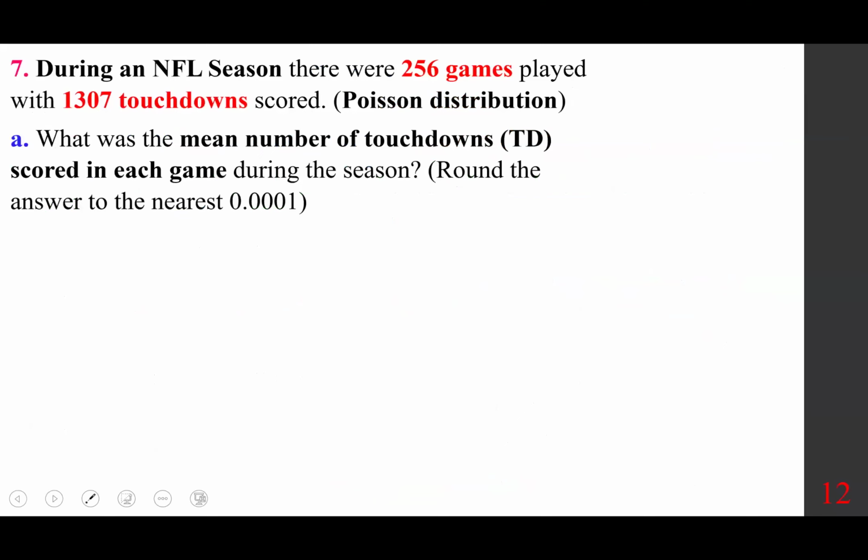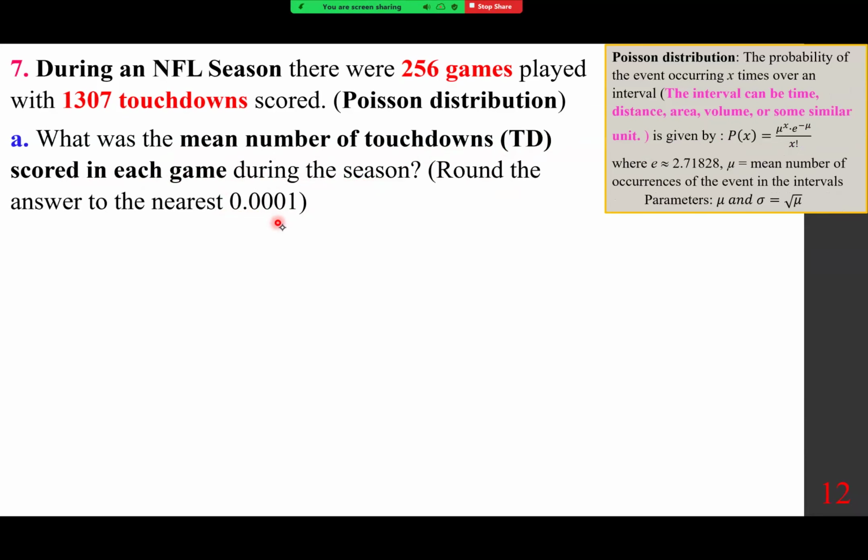Last question. During an NFL season, there were 256 games played with 1,307 touchdowns scored. We are going to use Poisson distribution. What was the mean number of touchdowns, TD for short, scored in each game during the season? And we're going to round this to the nearest tenth of a thousand. So 4 decimals.